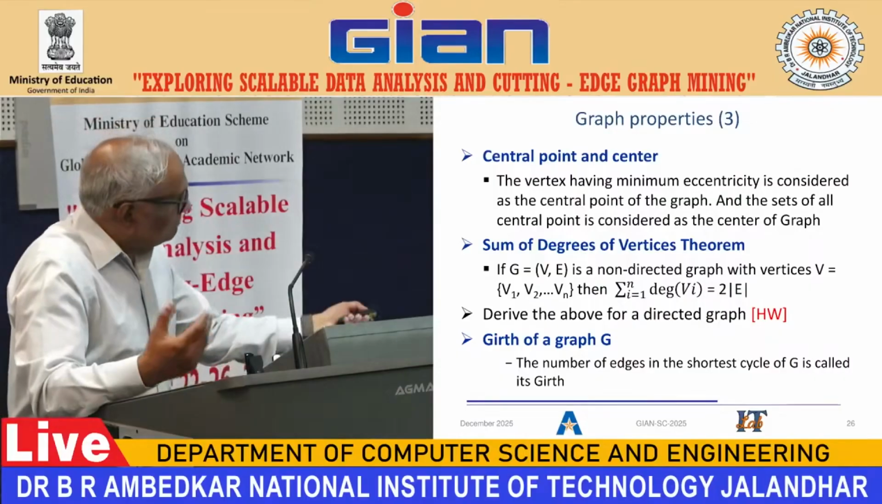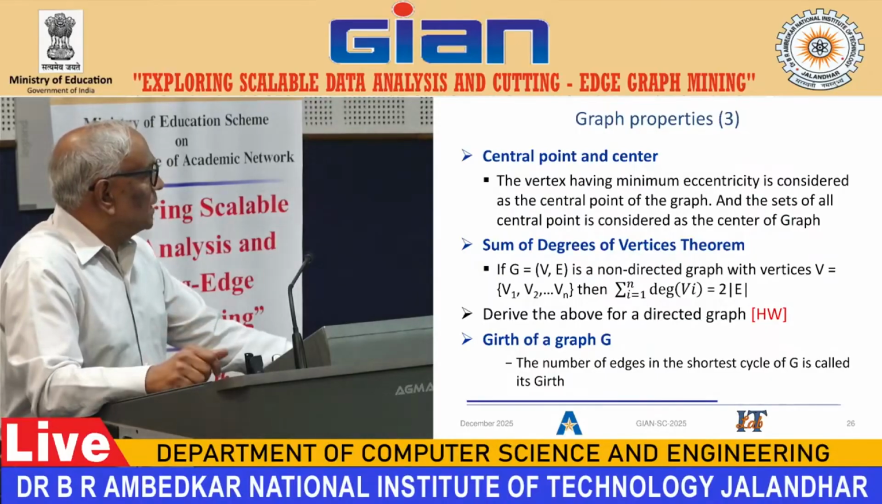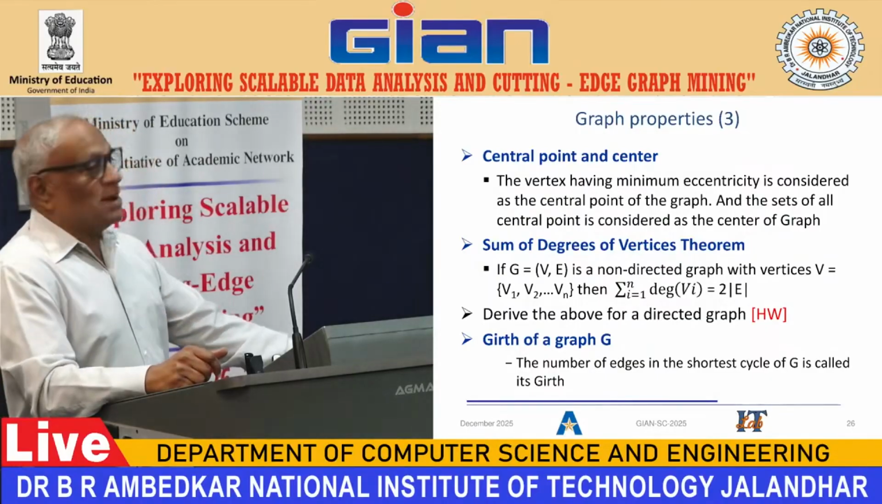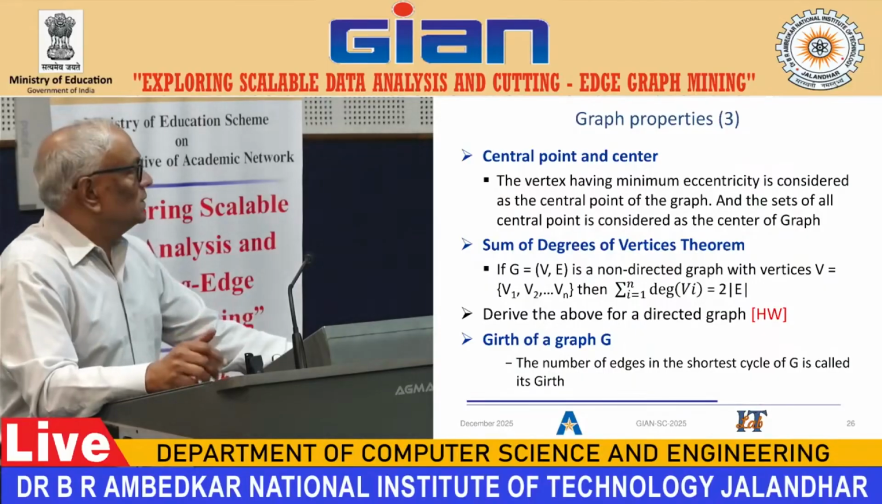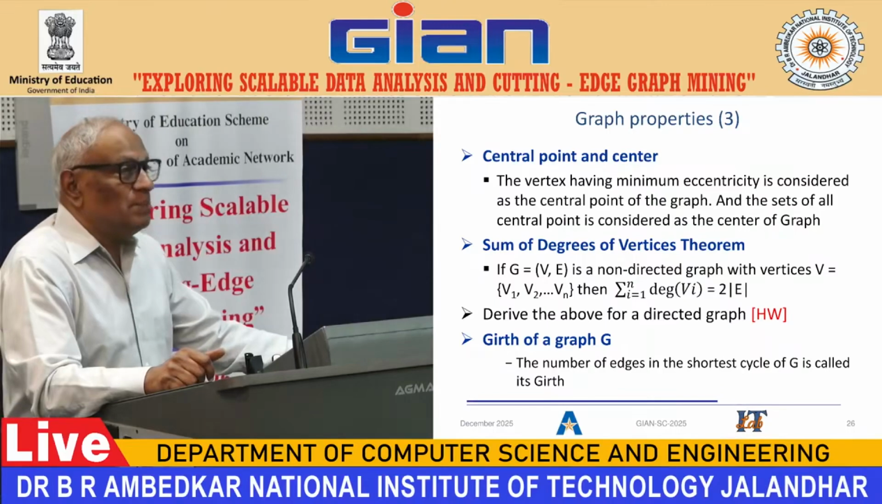So this is a theorem. I just put it in to give you an intuitive understanding. If you have a non-directed graph with V vertices and E edges, with n vertices, then the sum of the degrees of the vertices Vi is equal to 2 times the number of edges.